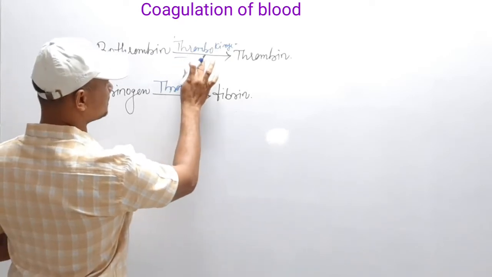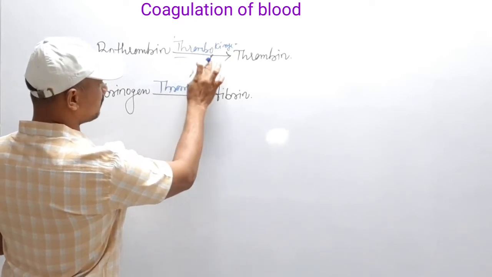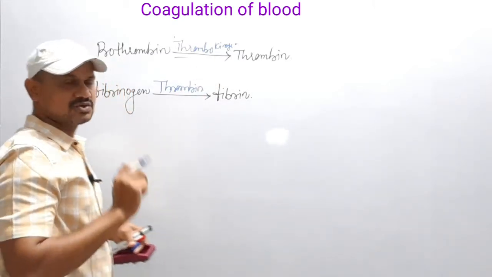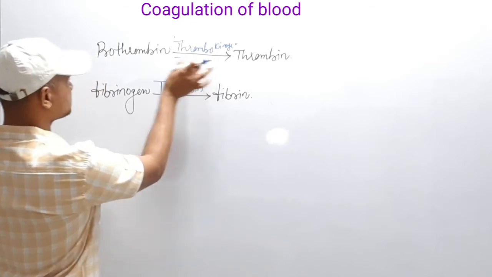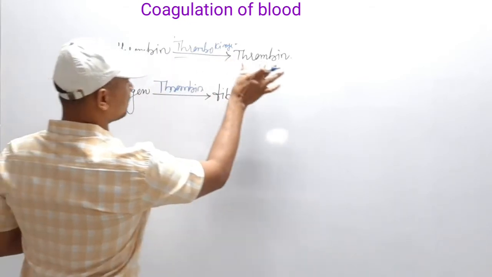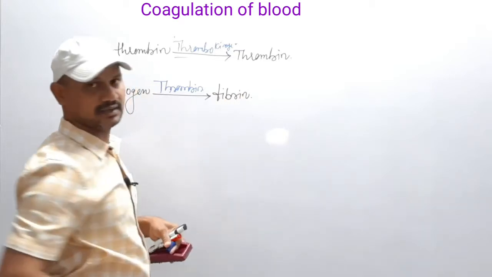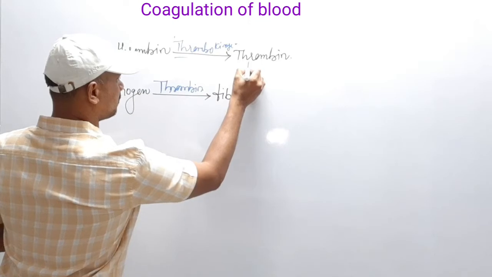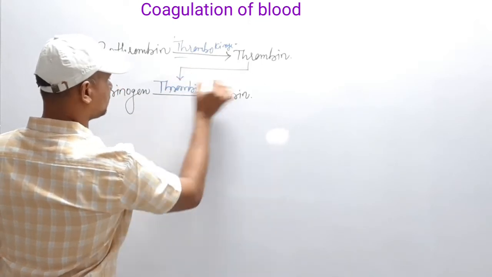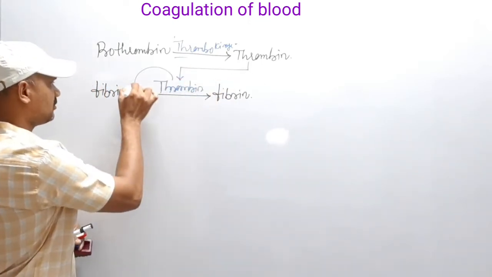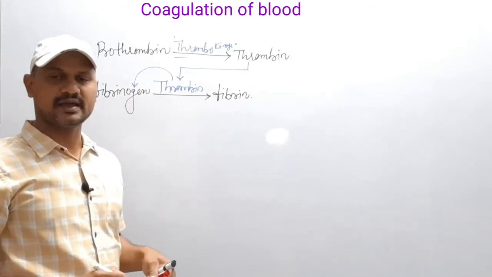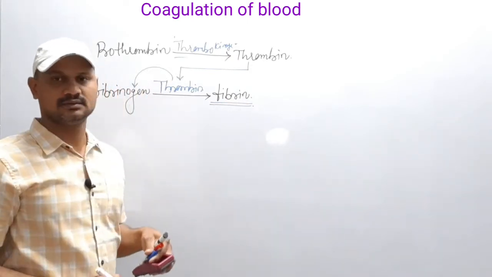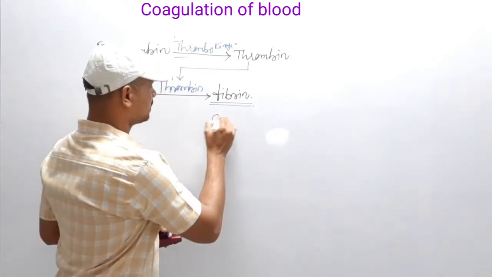So it is an enzyme complex, named thrombokinase or prothrombin activator. In the presence of this thrombokinase, inactivated prothrombin is converted into activated thrombin. Now the activated thrombin acts on fibrinogen, which is then converted into fibrin. Fibrin is nothing but what? Clot.